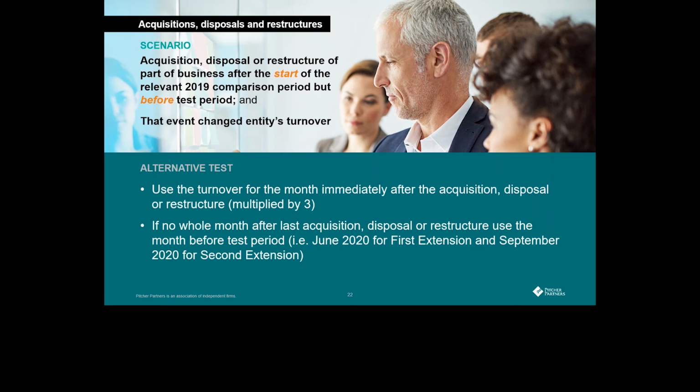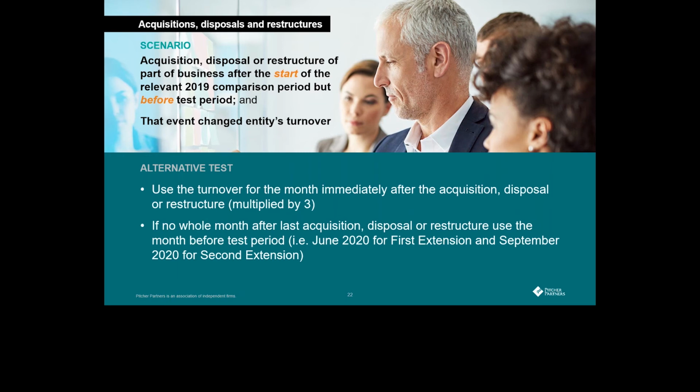And also the rule about sequential acquisitions and restructures was scrapped, so we don't have to work out when the sequence started and ended. If there's 5 acquisitions or restructures since, let's say, 1 July last year, we can look at any of them and then access this test independently, so effectively giving us multiple goes at it. So it's far more generous for entities.